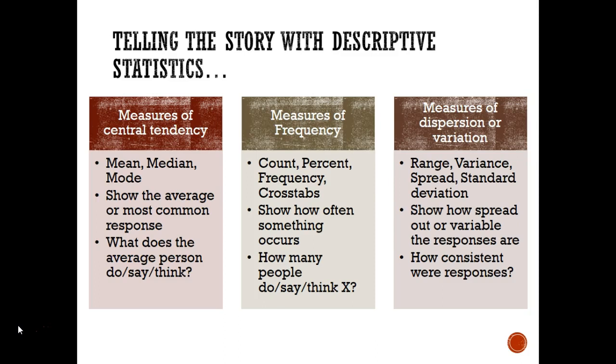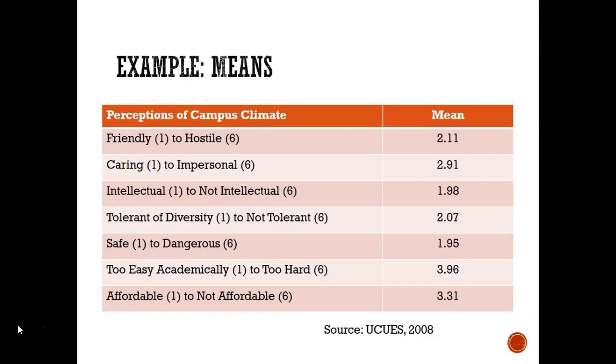But if the range is really large, if there are quite a few people at the low end of the scale and quite a few people at the high end, the average might be in the middle or might be doing just fine, but you're going to want to investigate, well, why is the range so wide? What does that mean? So looking at the combination of central tendency, frequency, and spread can help us describe a really nice story.